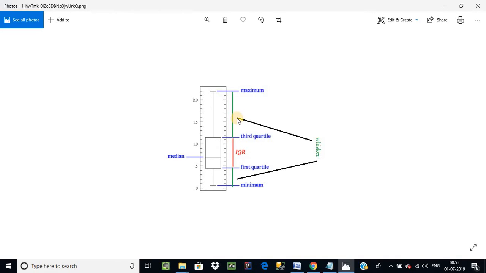The whiskers point to the largest and the smallest values in the data. The left whisker extends down to the minimum value, which is not an outlier. The right whisker extends up to the maximum value, which is not an outlier. When the left whisker is longer than the right whisker, the distribution is left skewed, and vice versa. When the whiskers are equal in length, the distribution is symmetric.